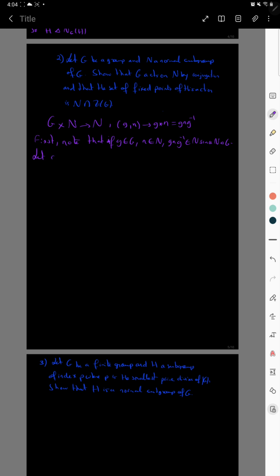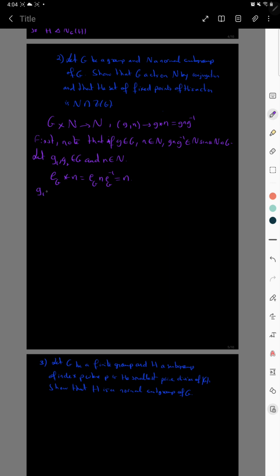So, let g1, g2 in G, and n in N. What is e ⋆ n? This is just e n e⁻¹, which is just n. So the identity acts trivially on any element in N.